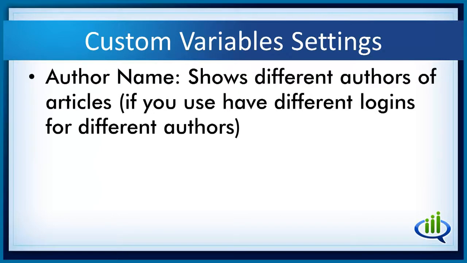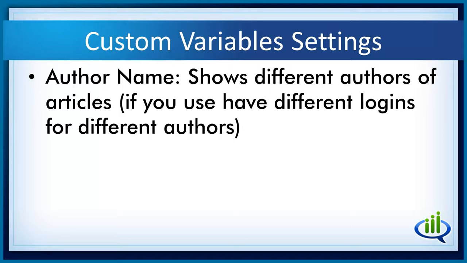Next is the author name. Now, if you're the only author on your blog, you don't need to change this. But if you have multiple people who have their own logins who can come in and write posts on your blog, this author name can be very, very valuable. Why? Because let's say you've got 5 people on your staff, and each one of them writes an article a week, something like that, and puts them into your blog. By having this checked, you'll be able to go and see which one of those authors is generating the most traffic to your blog. Wouldn't that be interesting to know?